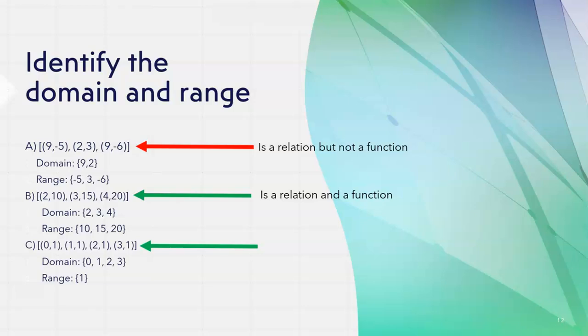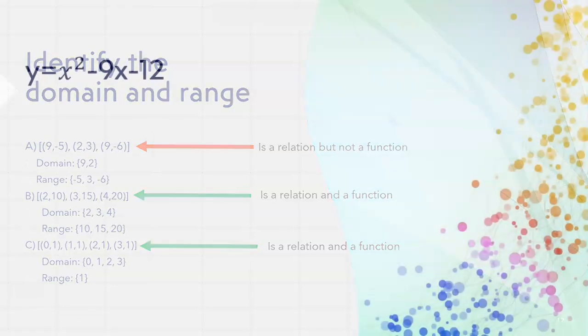Even though all of your domain numbers share your range, each domain goes to one range. So your range can share domain numbers, but your domain cannot share range, which is why C is a relation and a function, but A is a relation but not a function.